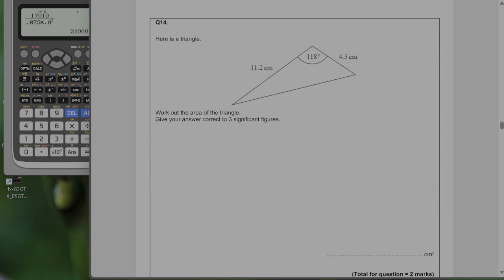Right, question 14. Here is a triangle. Work out the area of the triangle, giving your answer to 3 significant figures. So the area of a non-right angle triangle is going to be half of ab sine C. So that's going to become a half of 11.2 times by 4.3 times by sine of the angle, so sine of 118.